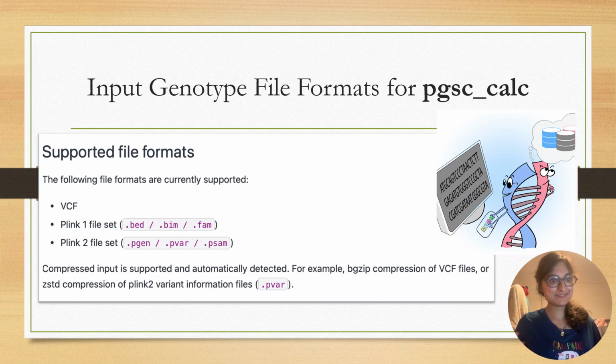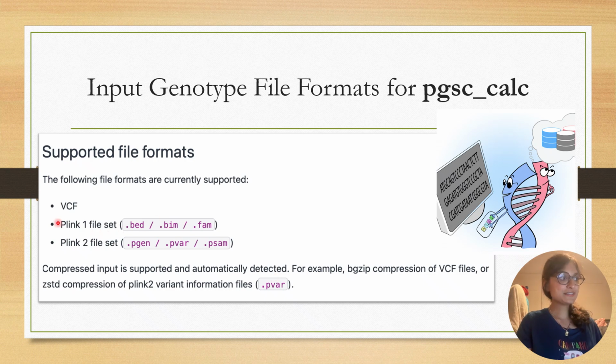And also why this conversion from the BGEN files makes sense is because the PGS Catalog Calculator, as of now, mentions that the supported file formats are VCF, variant call format, the PLINK1 fileset .bed, .bim, .fam, and the PLINK2 fileset .pgen, .pvar, and .psam. And it says that compressed input is supported and automatically detected, for example BGZip compression of VCF files or ZSTD compression of PLINK2 variant information files, .pvar.